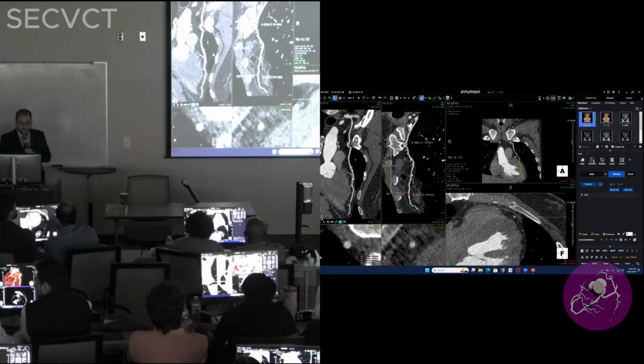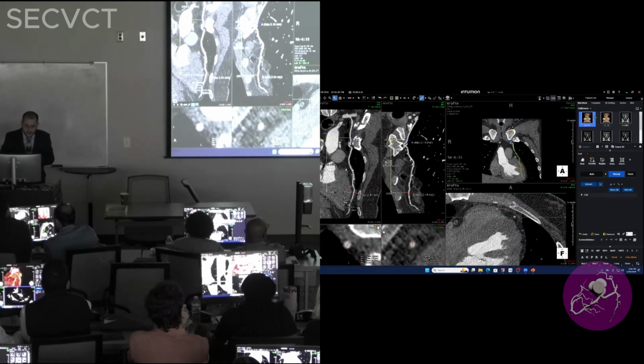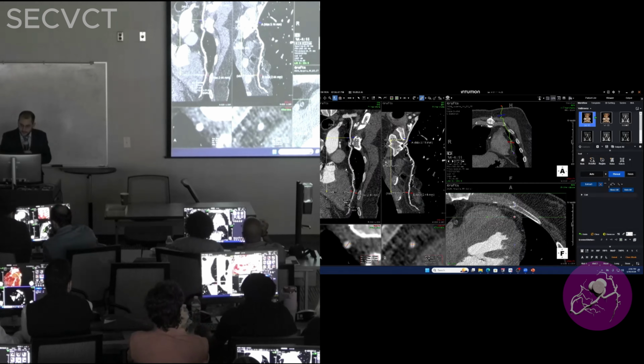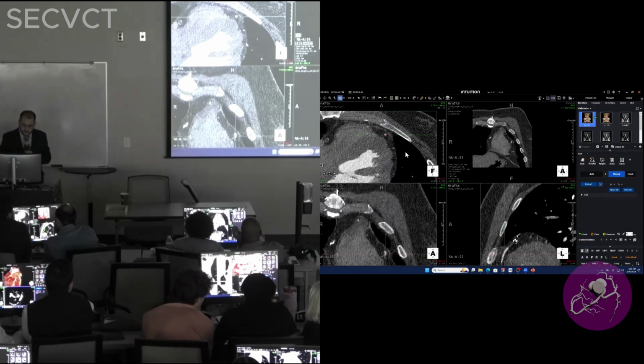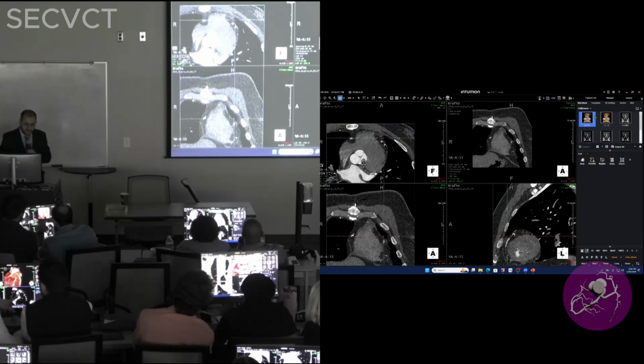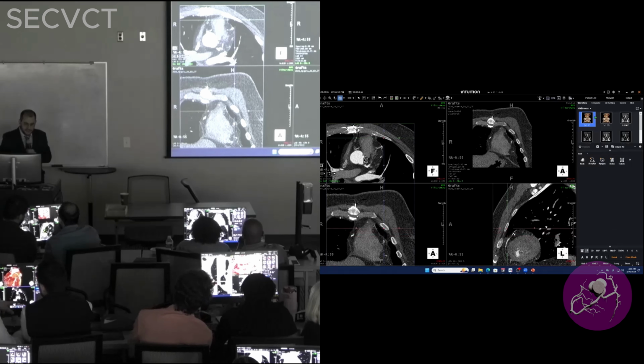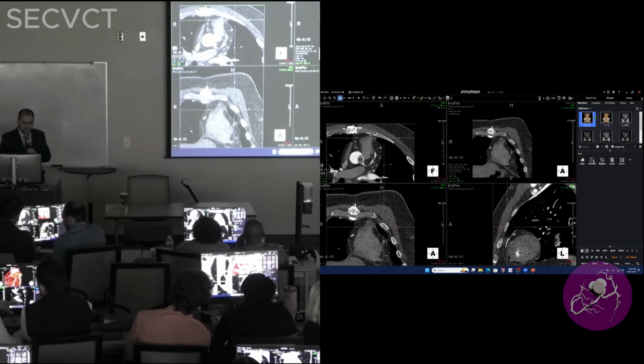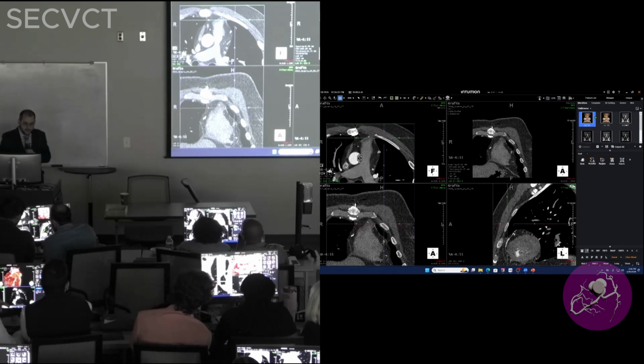Right. So this is a patent. That's a good graft. As we said, the patient had 2 more grafts, which we need to find. So I need to go back to the axial images and start looking at the ascending aorta. Okay. So starting from the aortic root and going up.